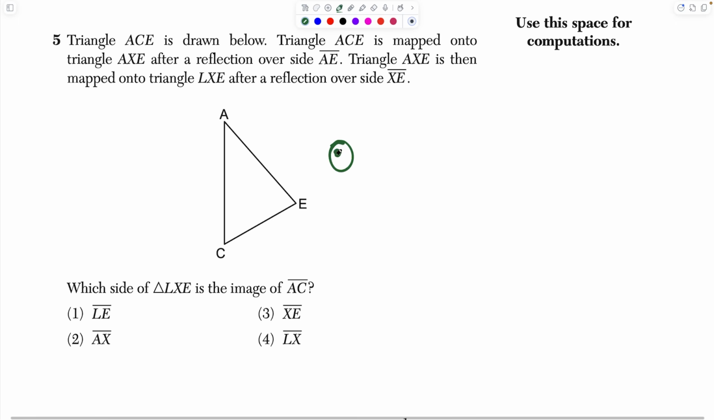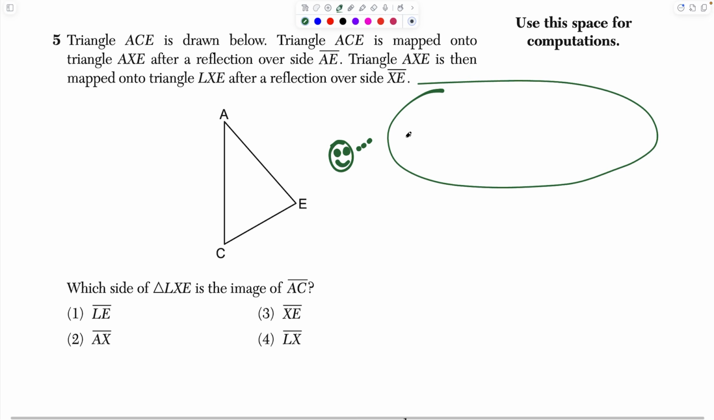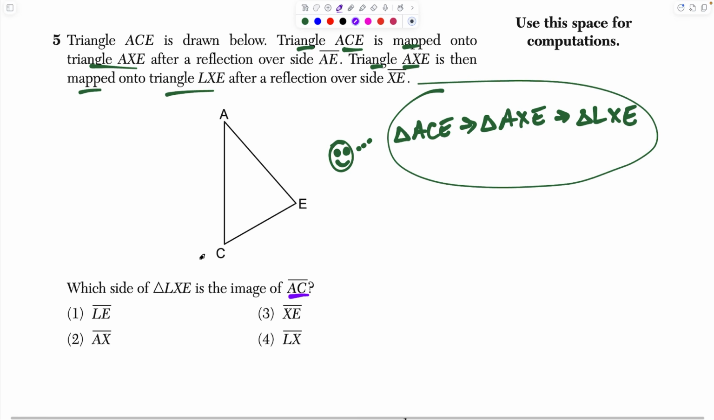So what I like to think about is the order of the letters, because when they tell you one triangle is mapped onto another, they have to write the letters in corresponding order. So when they say triangle ACE is mapped onto triangle AXE, I just think, okay, ACE is going to triangle AXE. But then they tell us in the next part here that triangle AXE is then mapped onto triangle LXE. So then this is going to triangle LXE. And then they ask us which side here is the image of AC. Okay, which side of triangle LXE?